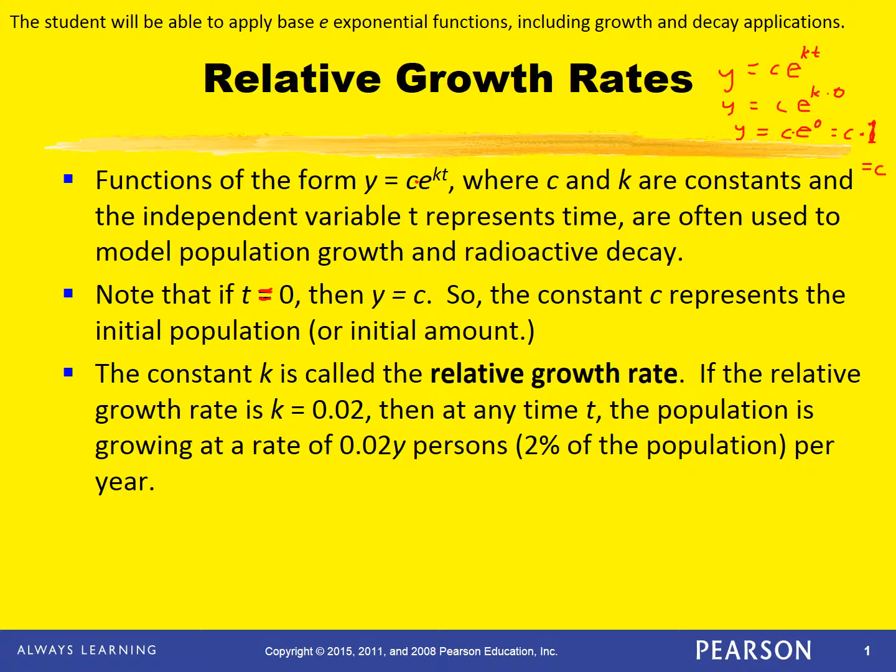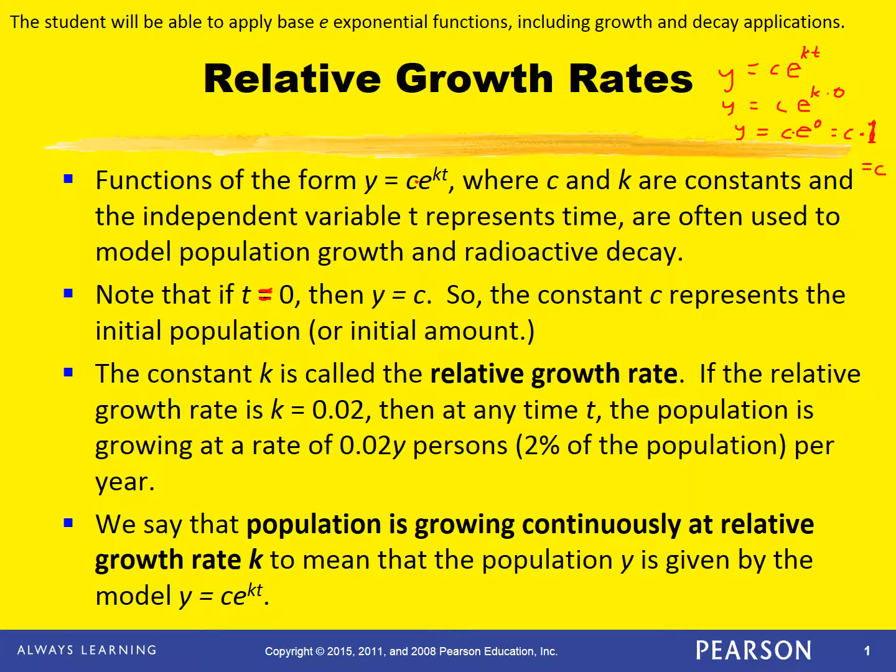Constant k is called the relative growth rate. If the relative growth rate is k equals 0.02, then at any time t the population is growing at a rate of 0.02y persons, 2% of the population per year. So there's a growth rate, there's an initial amount that we can see just from the equation that we're given.